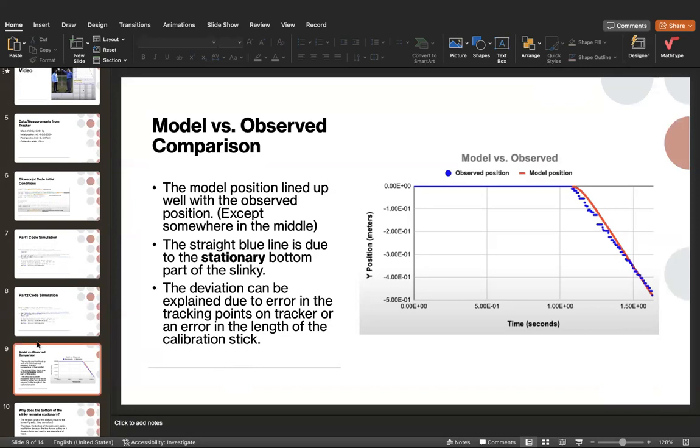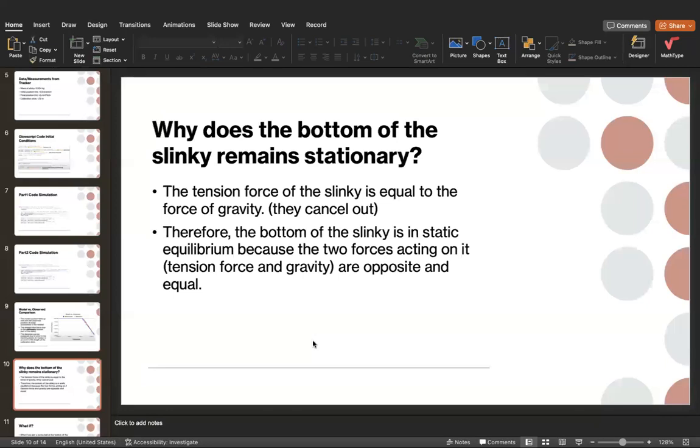So why does the bottom of the slinky remain stationary? This is the question of this experiment. The tension force of the slinky is equal to the force of gravity. So therefore, they cancel out. The bottom of the slinky is in static equilibrium because the two forces acting on it, as I mentioned previously, the tension force and gravity, are opposite and equal.